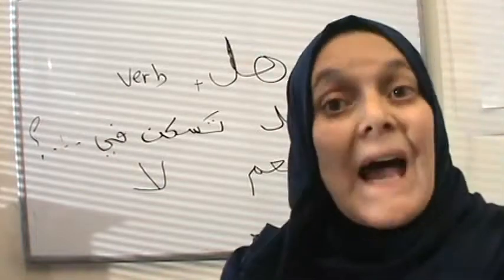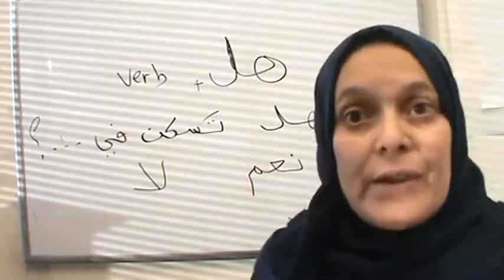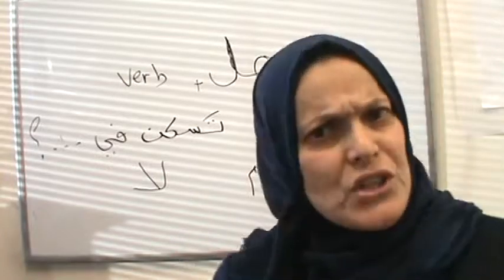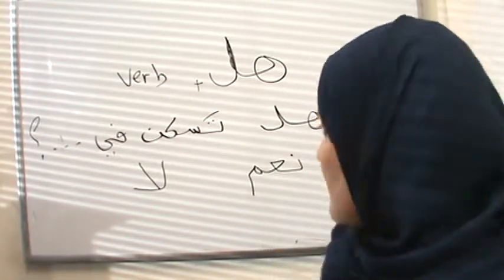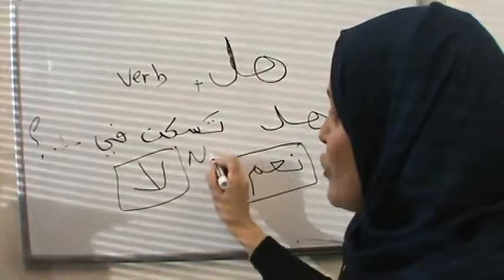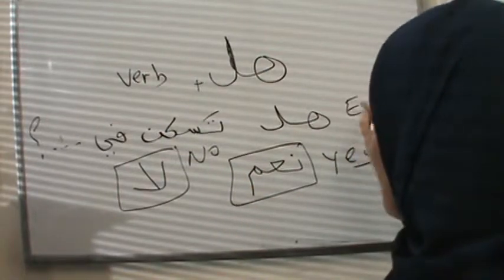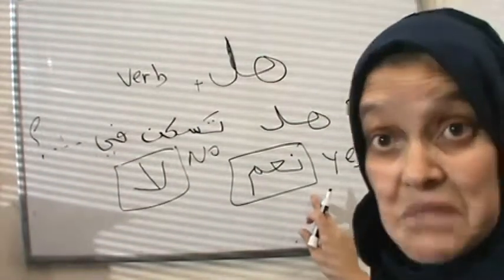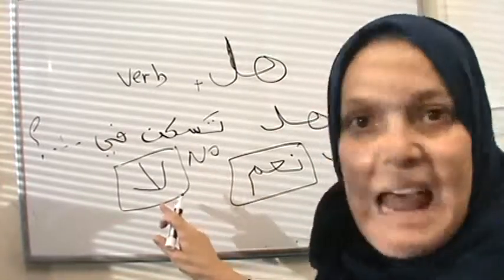Then I'm going to say, نعم, أنا أسكن في القاهرة. هل تسكن في الجزائر؟ نعم, أنا أسكن في الجزائر. هل تسكن في شيكاغو؟ لا, أنا أسكن في نيويورك. Okay, so نعم is yes. La is no. Again, hal plus verb. Example, hal taskun fi, which is in or at, and you put your city, and na'am is yes, and no, la.